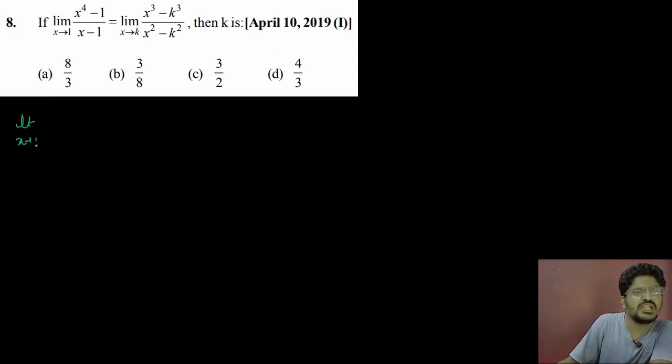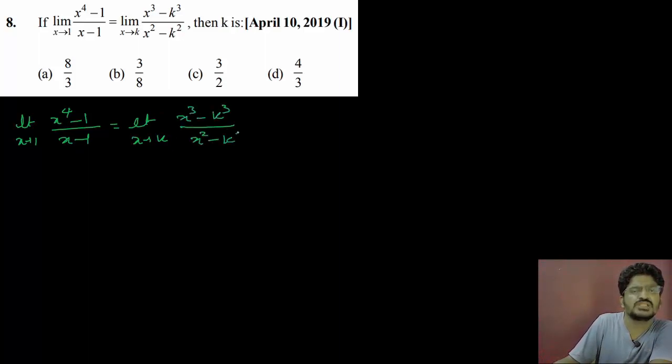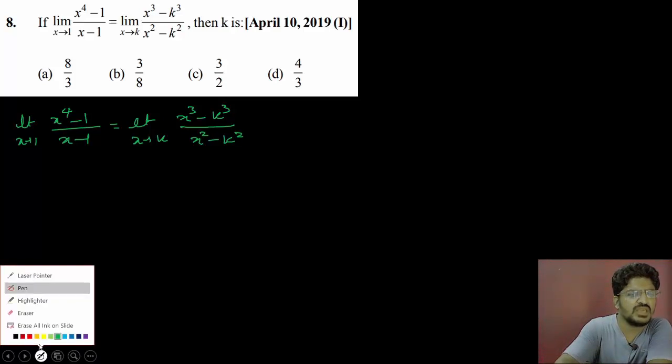Limit x extending to 1, (x to the power of 4 minus 1) divided by (x minus 1), is equal to limit x extending to k, (x cube minus k cube) divided by (x square minus k square). Then what is the value of k they are asking?